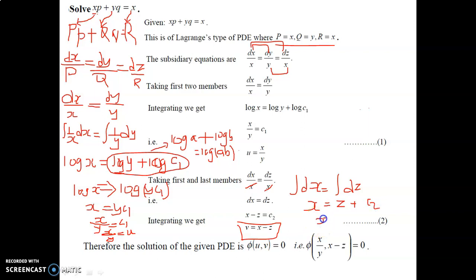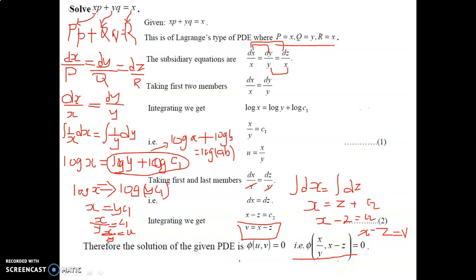Therefore, x minus z is equal to c2, which is x minus z equal to v. We have to write the function in the form of phi of u comma v. Therefore, phi of x by y comma x minus z is the solution of the given problem.